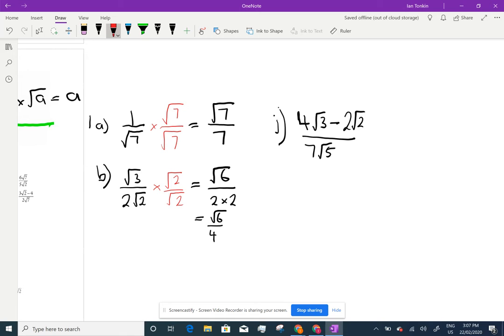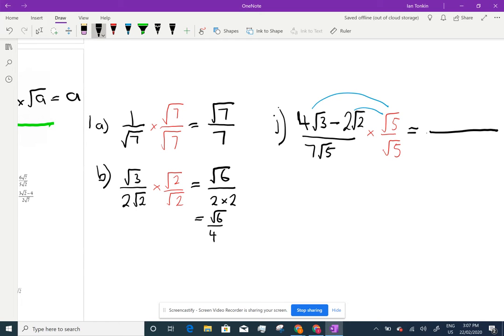Again, I just look at the denominator and I'm just going to multiply by root 5. Don't worry about the 7. You don't even dare look at the top. The top's got nothing to do with it. So we'll do the top first. What do we got? 4. So we've got two things. We've got that times root 5 and that times root 5.